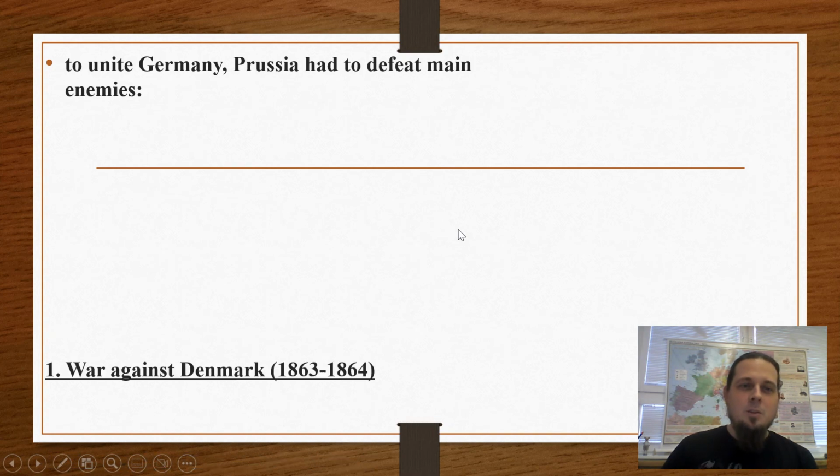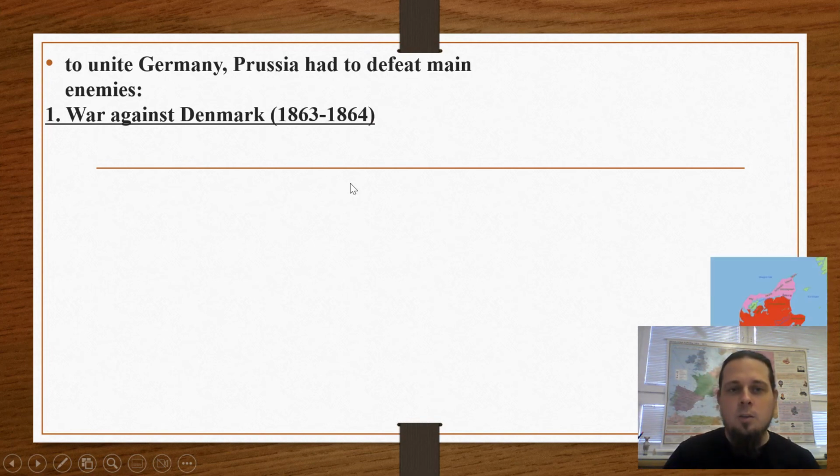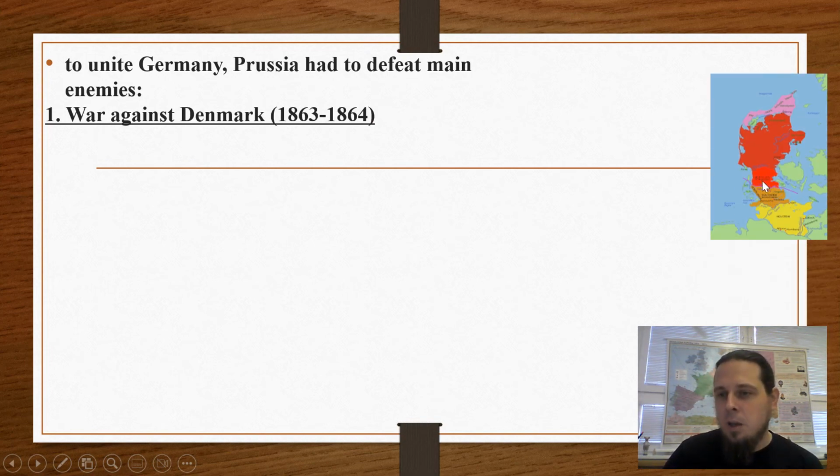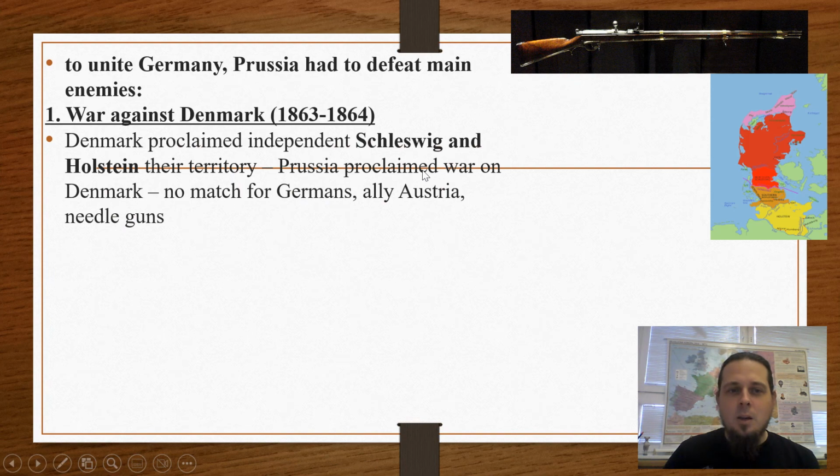So they started a war against Denmark, the first of three enemies, and this very short war against Denmark for the Schleswig and Holstein territories was the first time they used so-called needle guns or rifles. These needle guns could be loaded with bullets very quickly, so they were not filled from the front side and stuck with a stick, but the bullet was laid very quickly by hand from the back part.